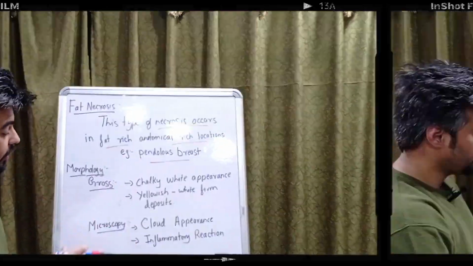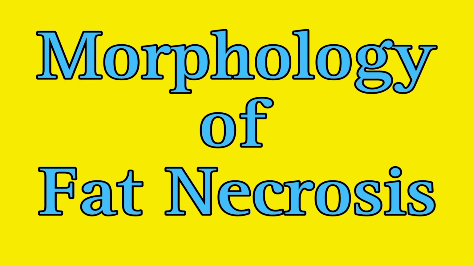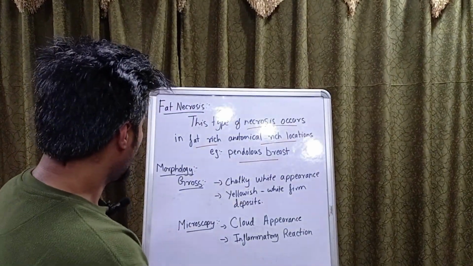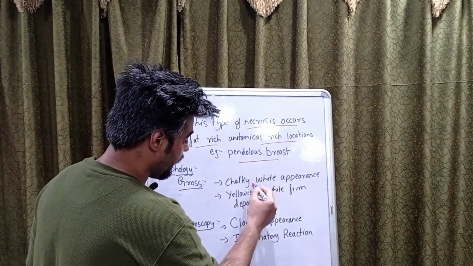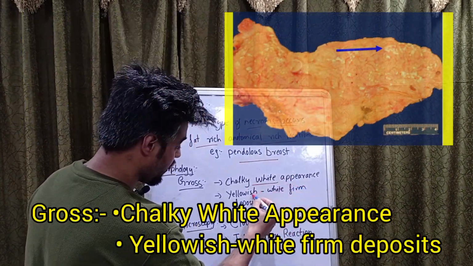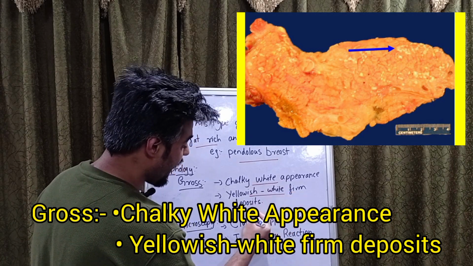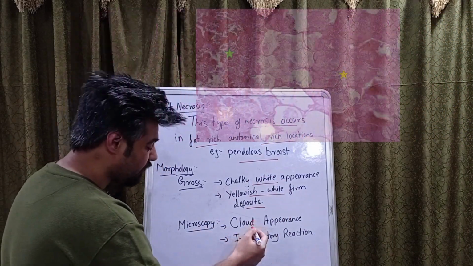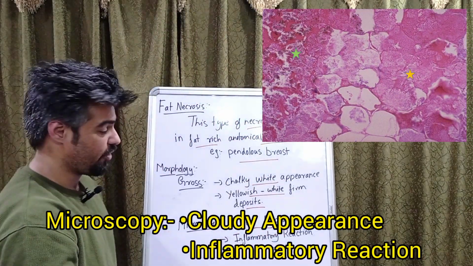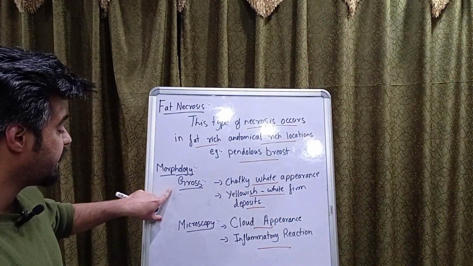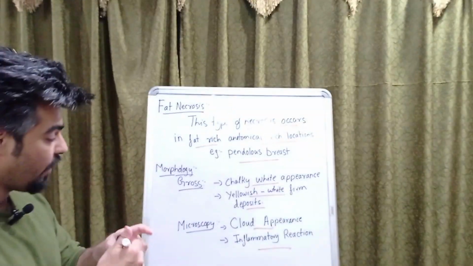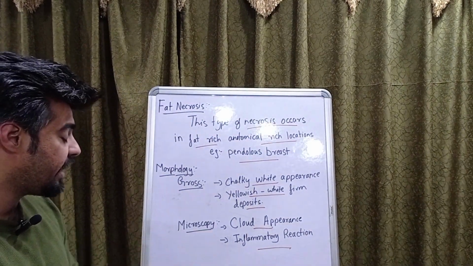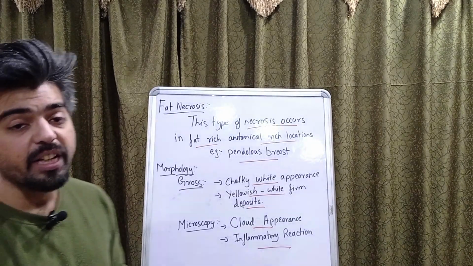Let's come to the morphology, where we will see the gross and microscopy. The gross is simple. It has a chalky white appearance, with yellowish white firm deposits. In microscopy, you will find a cloudy appearance and inflammatory reaction. Repeating it once again, in the gross you will find a chalky white appearance with yellowish white firm deposits, and in microscopy a cloudy appearance and inflammatory reactions.